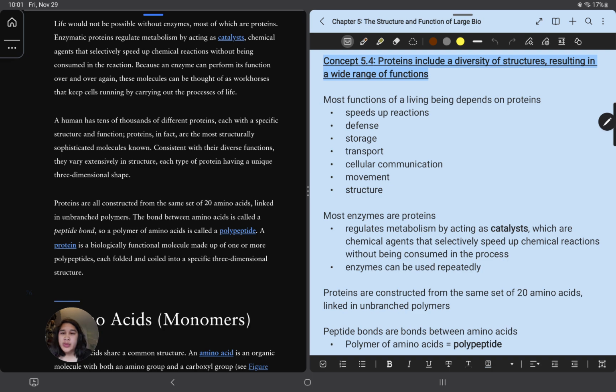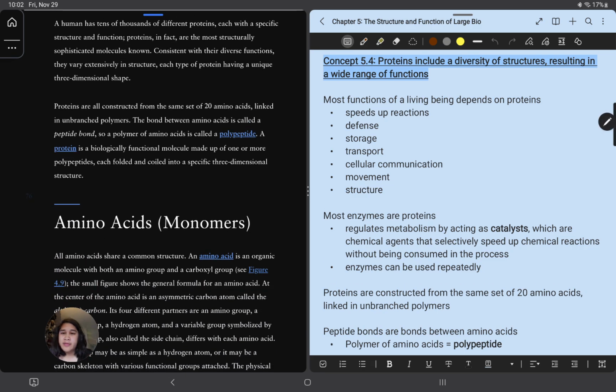Life would not be possible without enzymes, most of which are proteins. Enzymatic proteins regulate metabolism by acting as catalysts, chemical agents that selectively speed up chemical reactions without being consumed in the reaction. Because an enzyme can perform its function over and over again, these molecules can be thought of as workhorses that keep cells running by carrying out the processes of life.